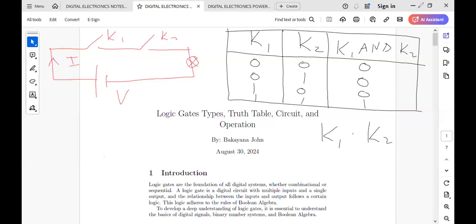So, meaning that the AND gives us the same result as the one we obtained earlier when we connected the circuit and the switches in series. Do you relate? Yes. Okay, Erima wants to say something. Let me first pause for a minute in case there is any question.